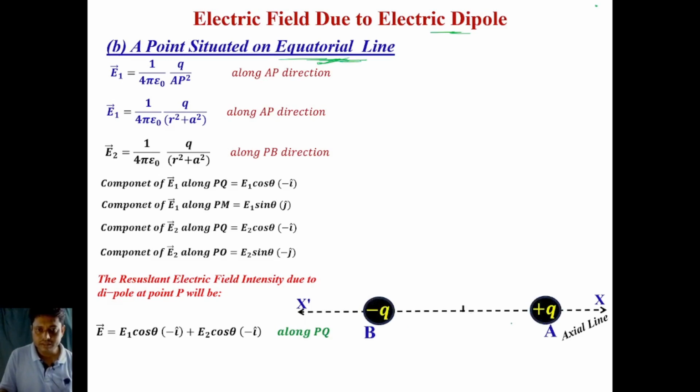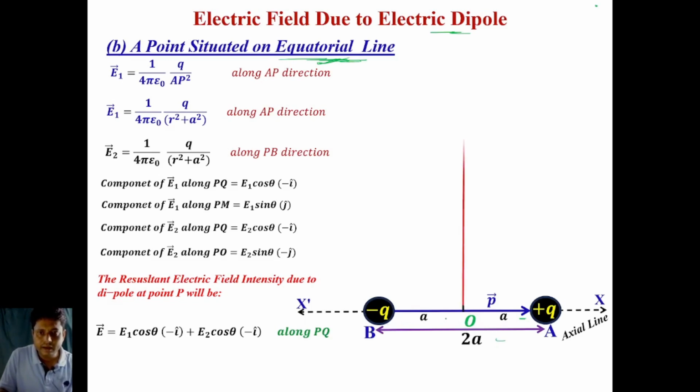That means opposite charges separated by a distance 2a, and this is the middle point of that electric dipole. As this is the positive charge, the dipole moment direction will be along the positive x-axis direction. Here I have given the mark. So this is the dipole moment, which we can also say is the p vector. And obviously, if this distance is 2a, then B to O and O to A will be a and a.